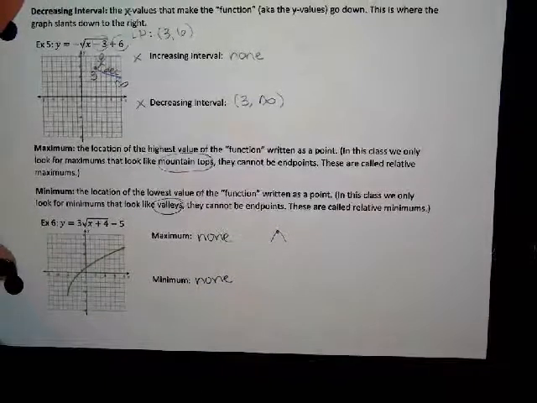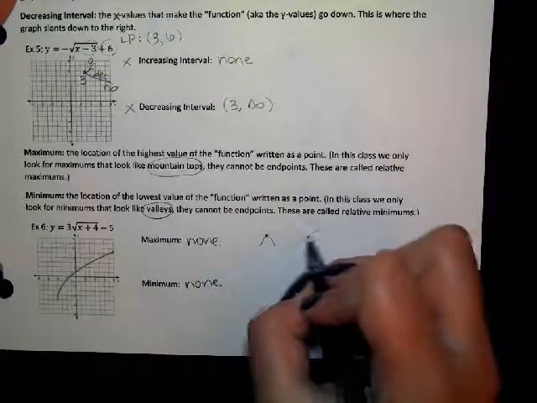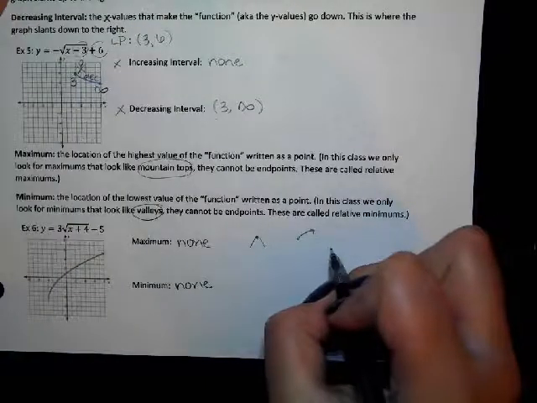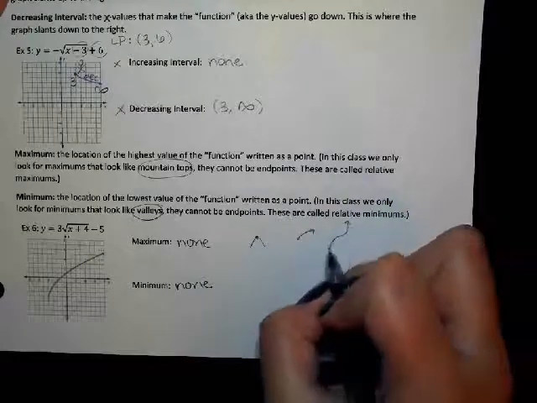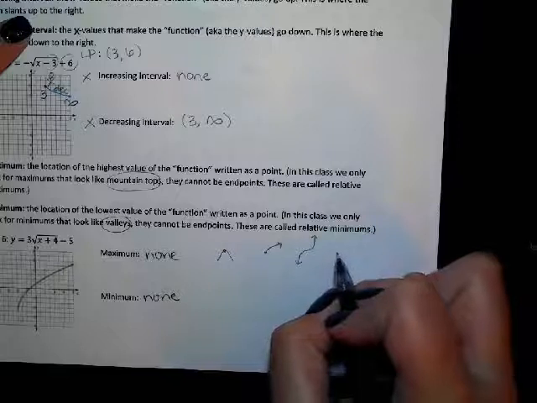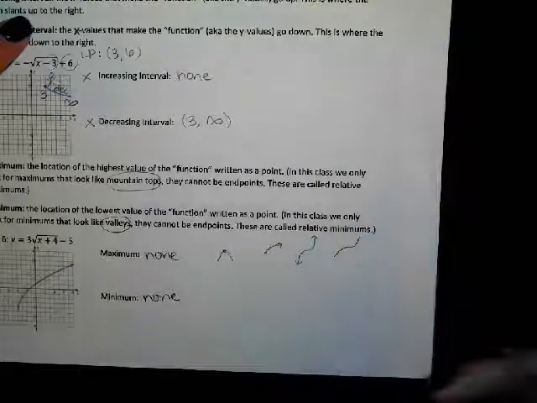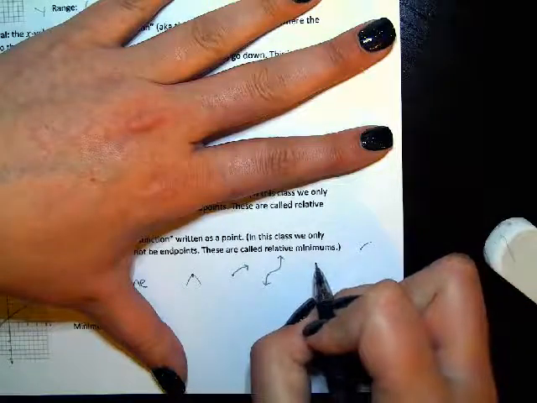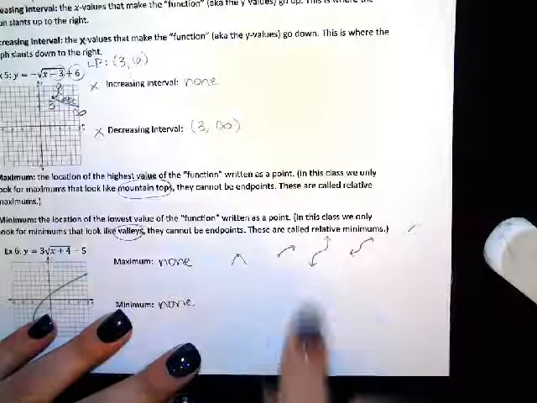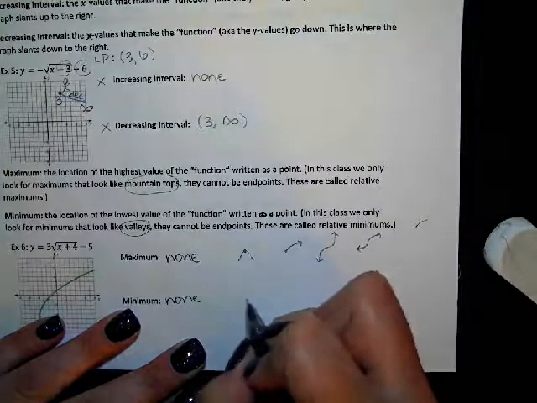If you think about the 3 graphs that we added today, we added square root graph. Does that have a mountaintop or a valley? Nope. We added cubic graphs that look like this. Does that have a mountaintop or valley? Nope. We added cube root graphs that look like this. Does that have a mountaintop or valley? Nope. So when we have these graphs, the ones that we added, it's going to be none, none, none, none, none, none.